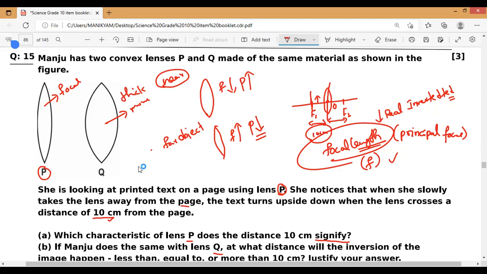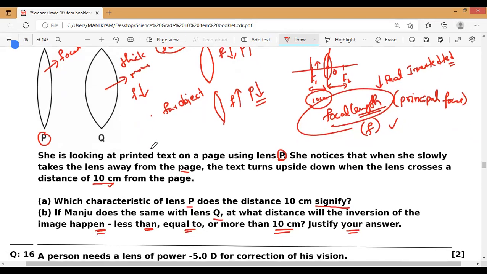Focal length decreases. Yes, less than 10. So now tell me, thickness is more, means focal length is less. So focal length definitely will be how much? Less than 10 or equal to 10 or more than 10? Anybody? Check it. Less than 10.